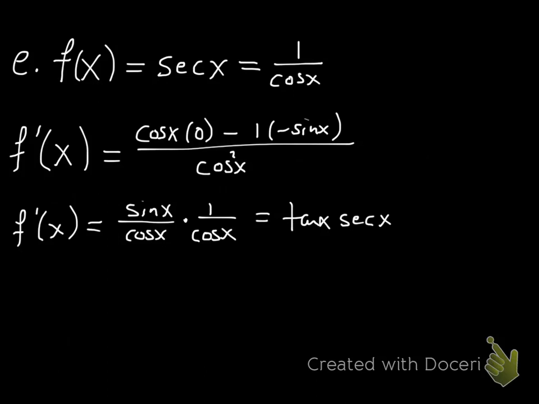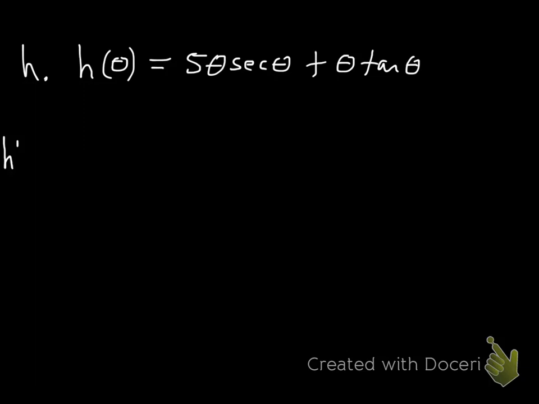In class, we might do cotangent's derivative and the cosecant's derivative, but they're going to be very, very similar to what we just saw here. So you can try those ones on your own. Okay, let's look at h. Conveniently, we call it h of theta. So we're going to go ahead and apply what we just saw: the derivative of secant and the derivative of tangent.